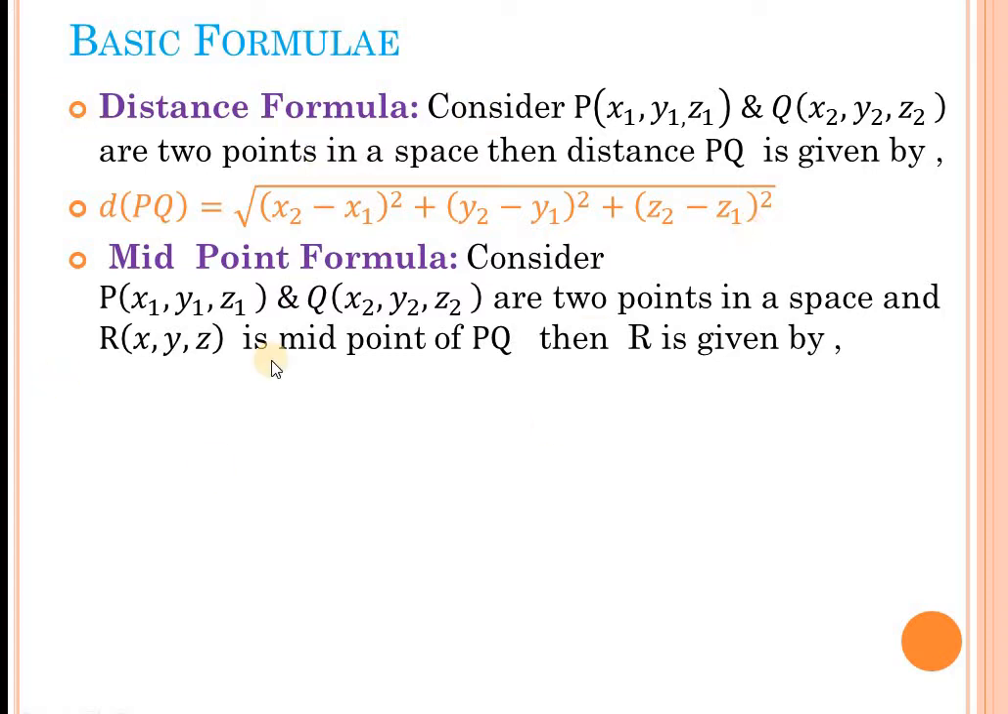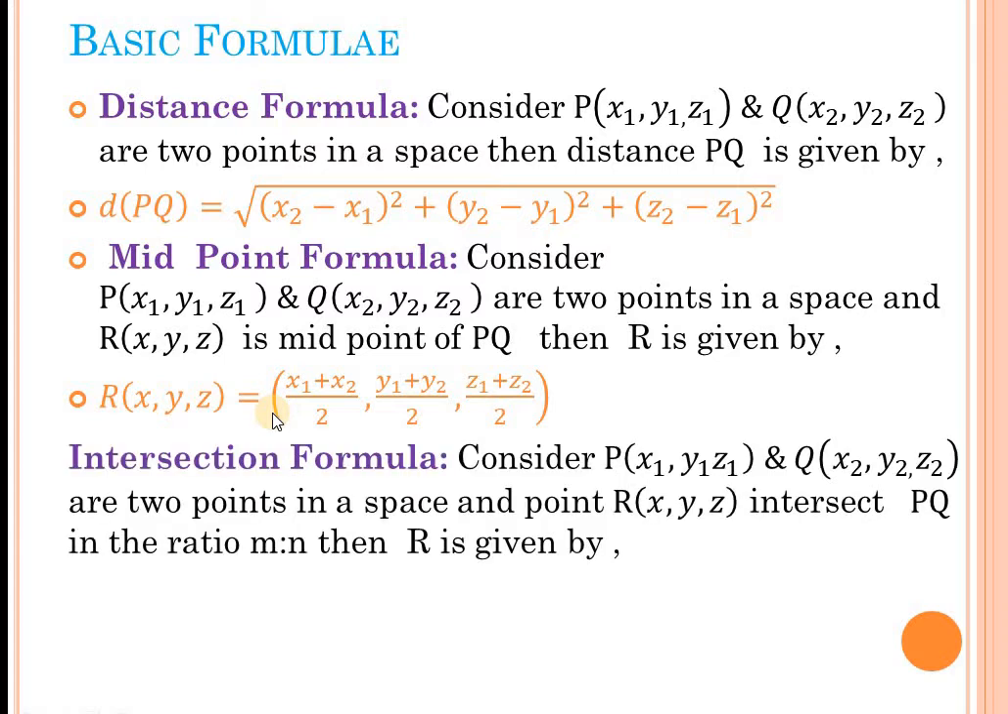Then we see the midpoint formula. Consider the points P(x1, y1, z1) and Q(x2, y2, z2) as two points in space, and R(x, y, z) is the midpoint of line PQ. Then R is given by: the x coordinate is (x1 plus x2) by 2, the y coordinate is (y1 plus y2) by 2, and the z coordinate is (z1 plus z2) by 2.